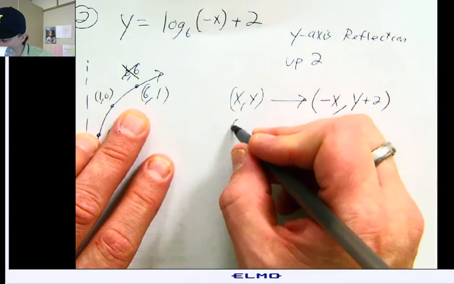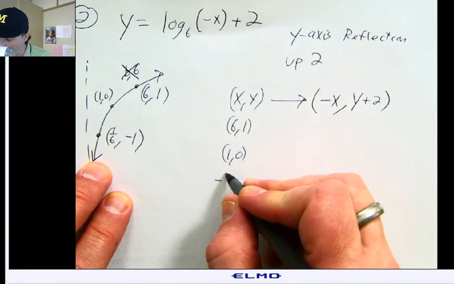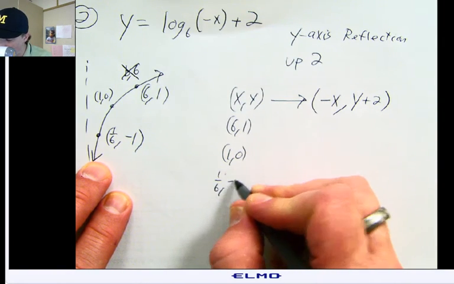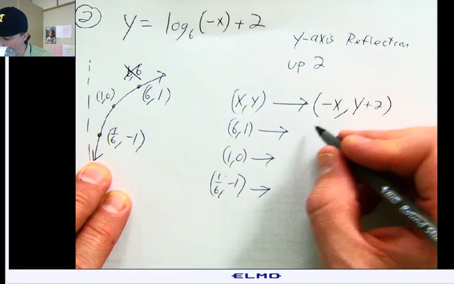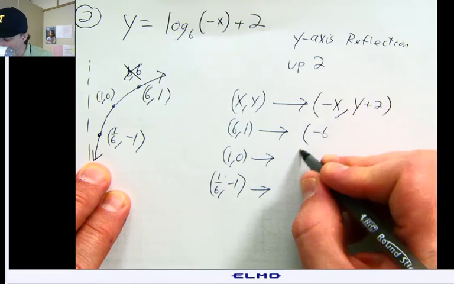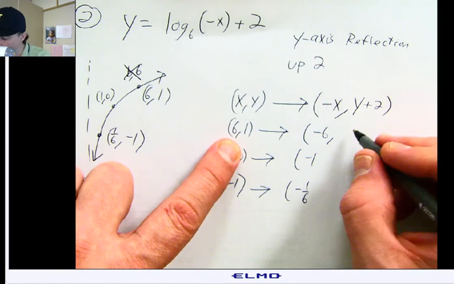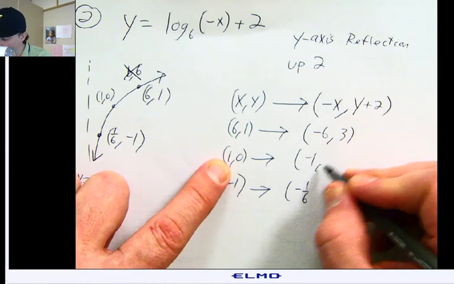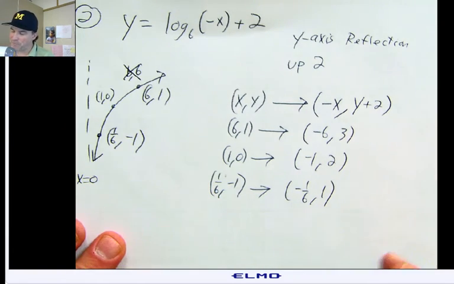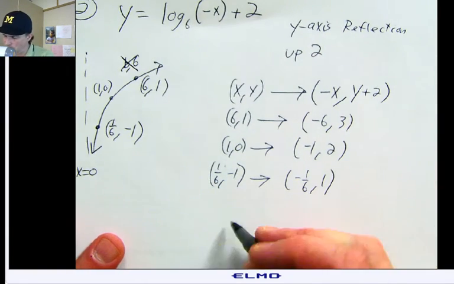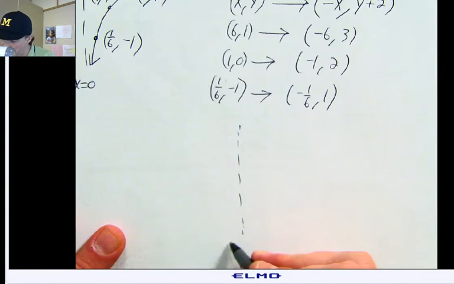We're going to perform this to our 3 key points: 6, 1; 1, 0; and 1/6, -1. X-coordinates are just going to go from positive to negative or negative to positive, so -6, -1, and -1/6. Y plus 2: 1 plus 2 is 3, 0 plus 2 is 2, and -1 plus 2 is of course 1. All right, now I always like to draw on my asymptote first. It's not going left or right, so it's still at x equals 0.